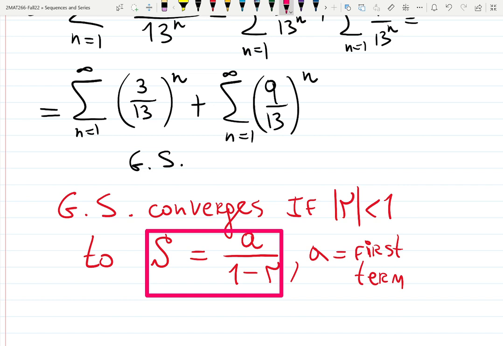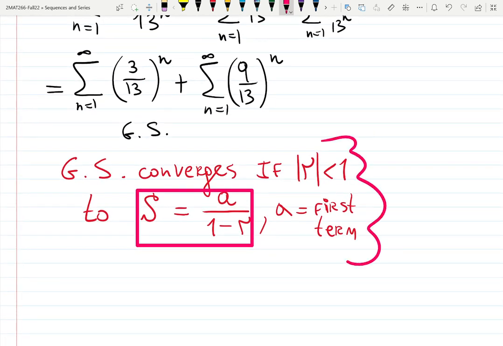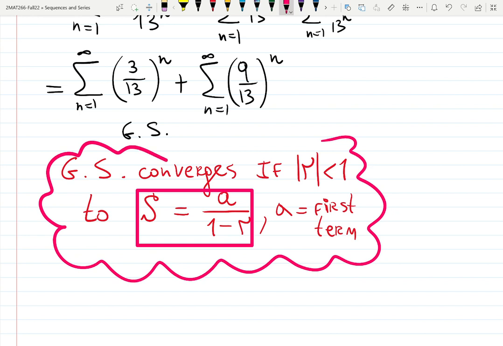This is what a geometric series looks like. As you can see, it converges if the absolute value of R is less than 1, diverges otherwise. And if it converges, then the sum is A over 1 minus R, where A is not 0, A is the first term, and R is the common ratio, common factor. Common ratio is better. So that's like a side note.